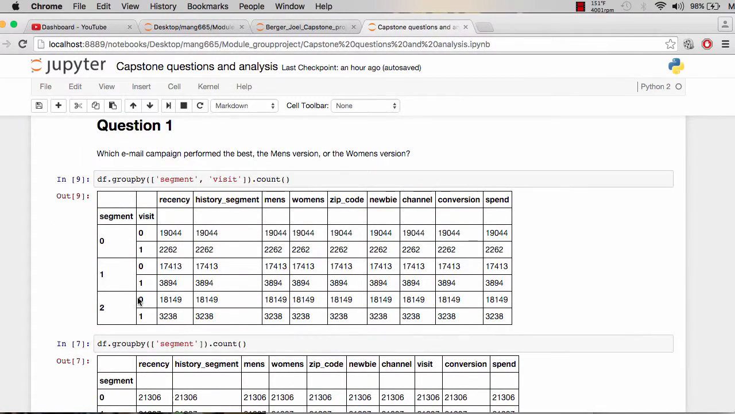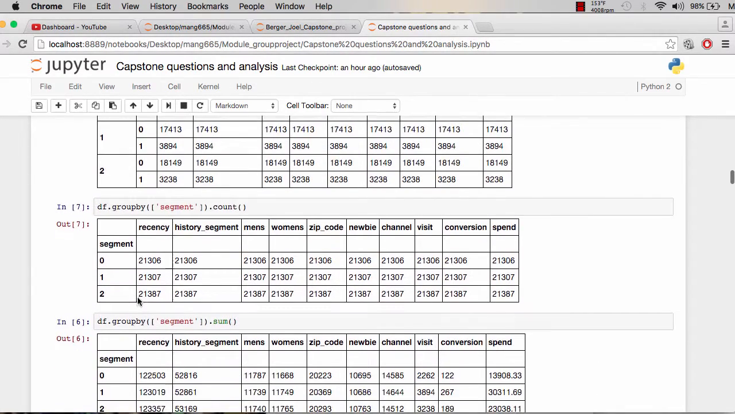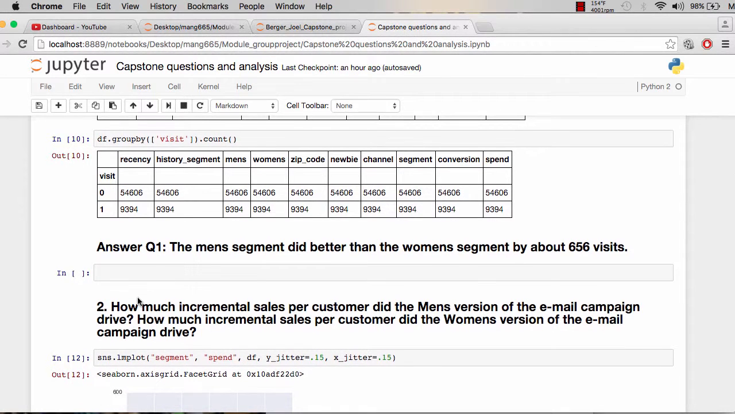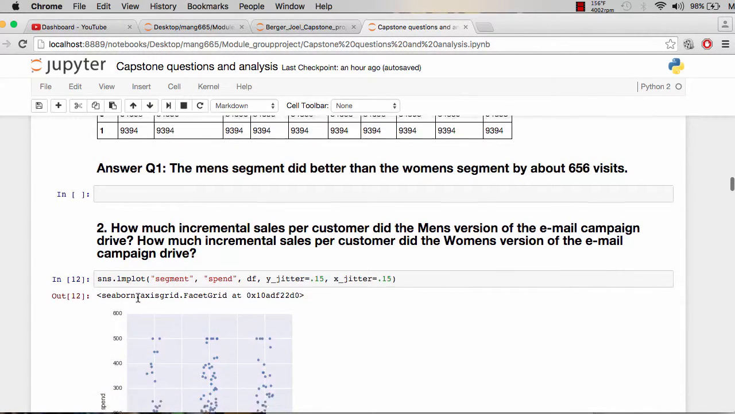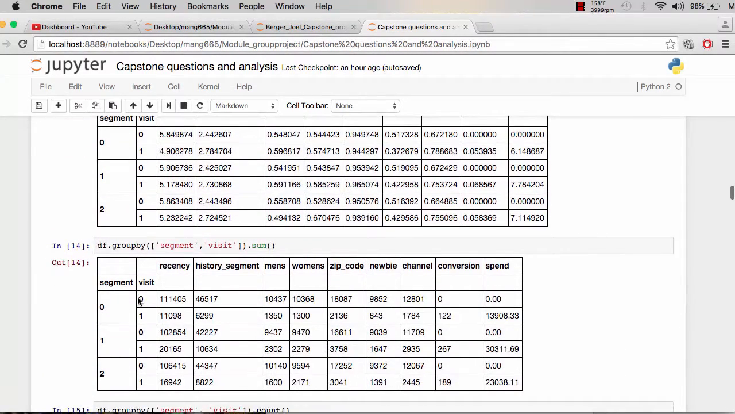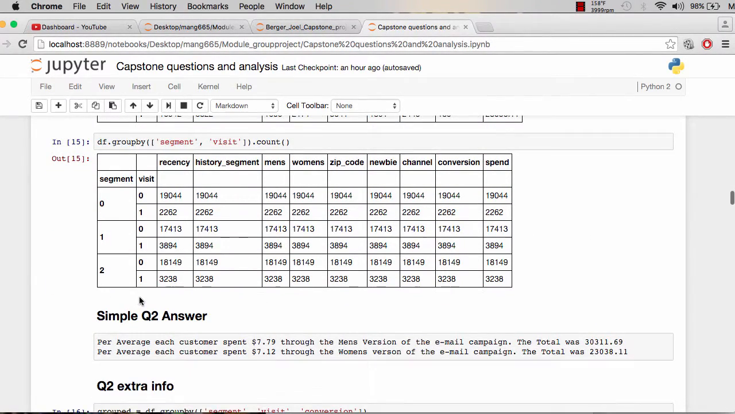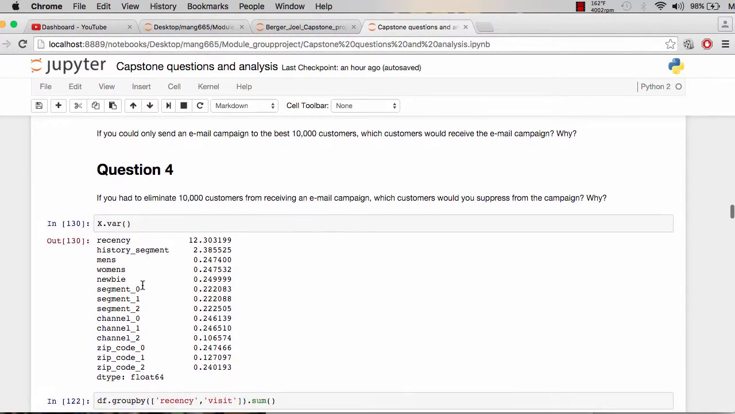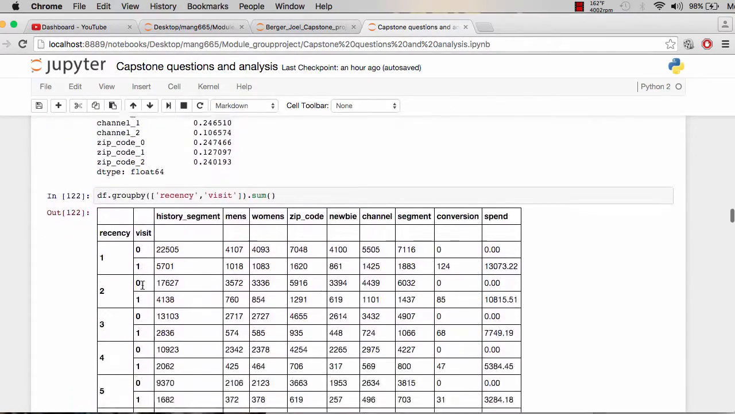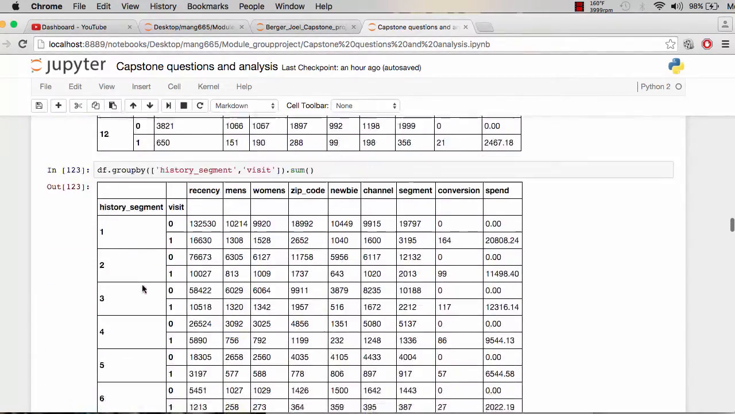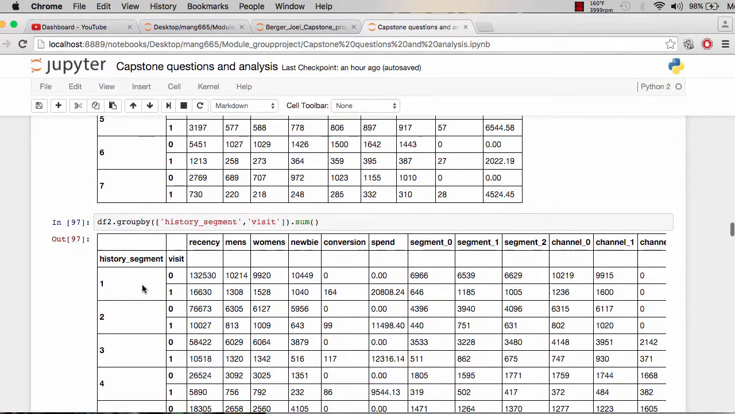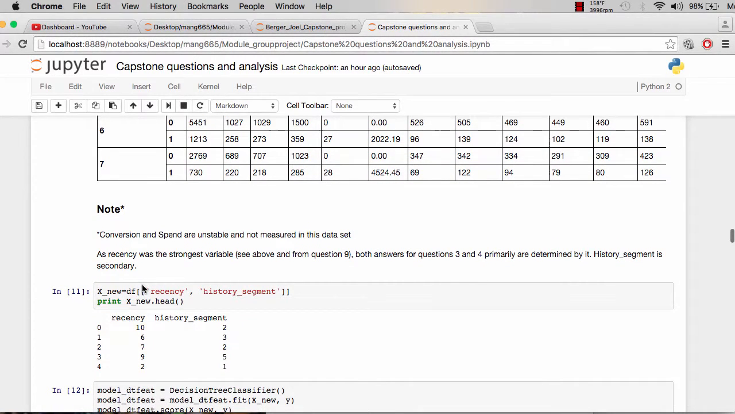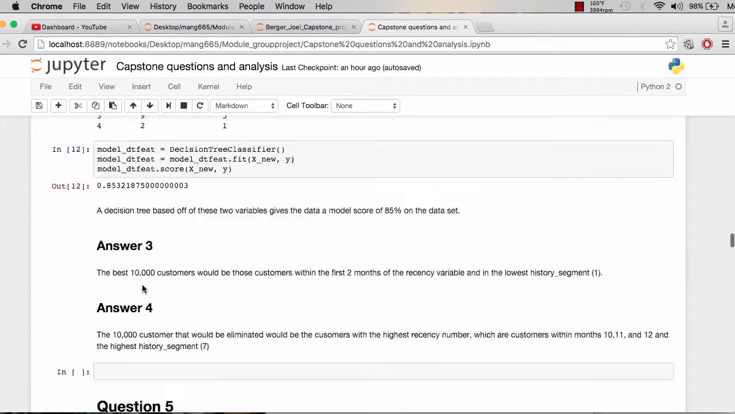For question 1, I used count and sum to figure out how much the men's segment did better than the women's segment, and did the analysis on that. Then for incremental sales, I did a graph, found the average for each of them and posted the answer here. For questions 3 and 4, it was basically using the recency and history segment, the two biggest determinants of whether or not the visit would have occurred. The least recency and least history segment of spending were the most significant.